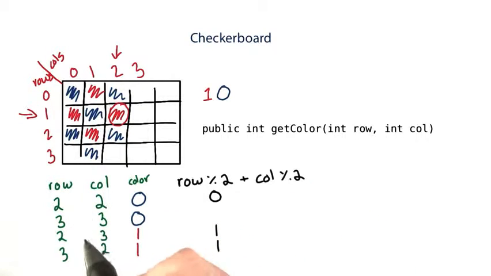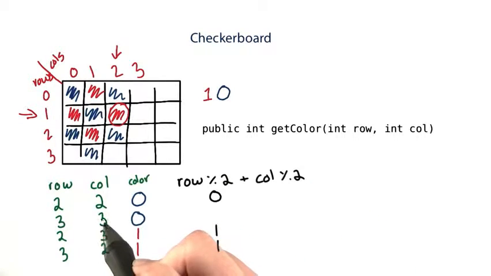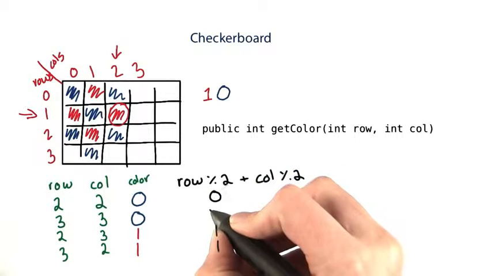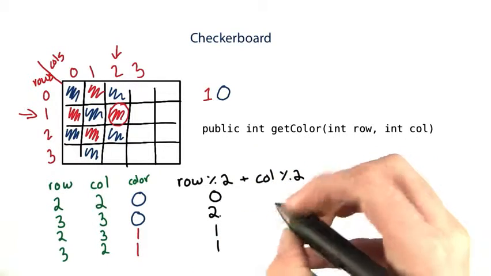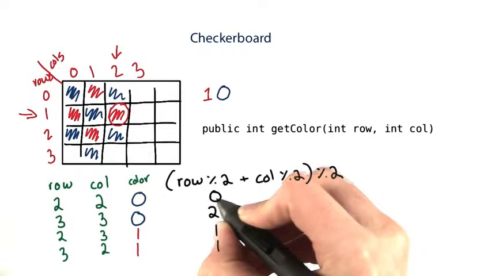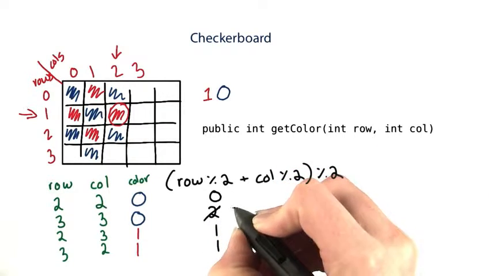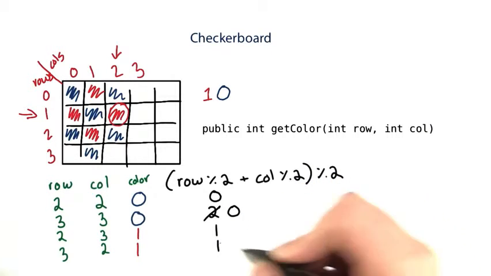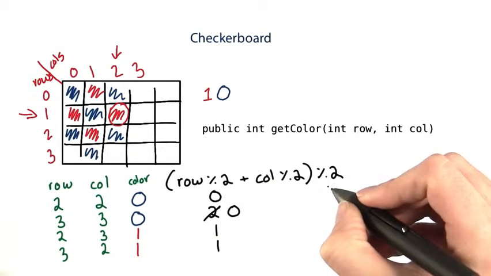This one doesn't quite work. 3 mod 2 is 1, and 3 mod 2 is also 1, so I would get 2. But then maybe if I just mod the whole thing by 2 again, then I would get 0, which is the same, the 2 would turn into 0, and the 1s would stay. So this expression might work.